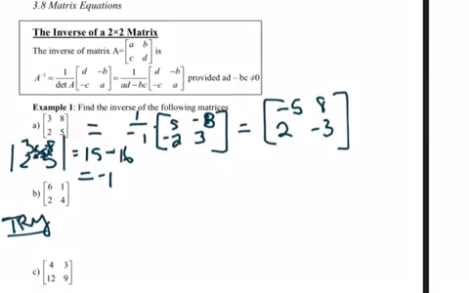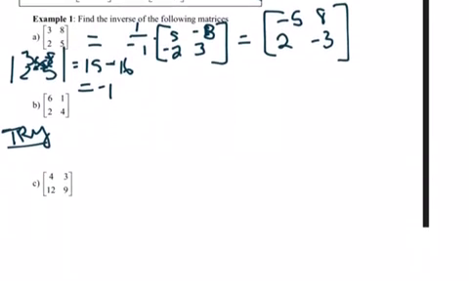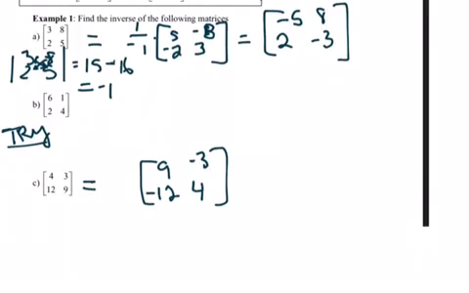Okay, we're going to do C to C because it says specifically in the definition of an inverse matrix that your determinant cannot be 0. So let's take a look at one that happens. When I start this one, I'm going to flip my 9 and my 4, and I'm going to make the 12 and the 3 negative.